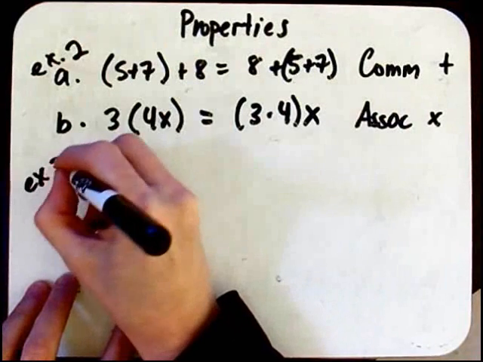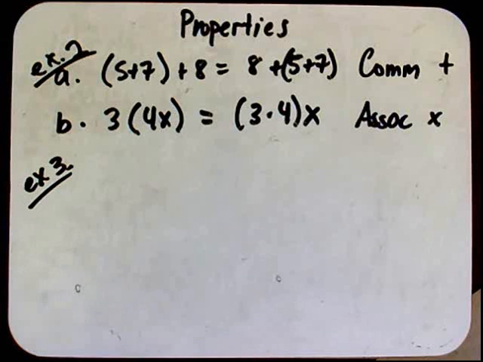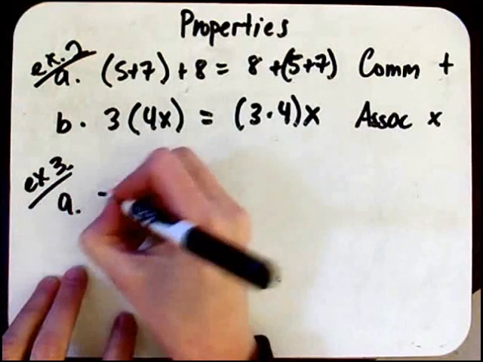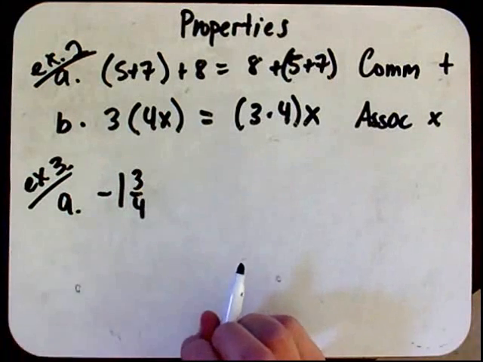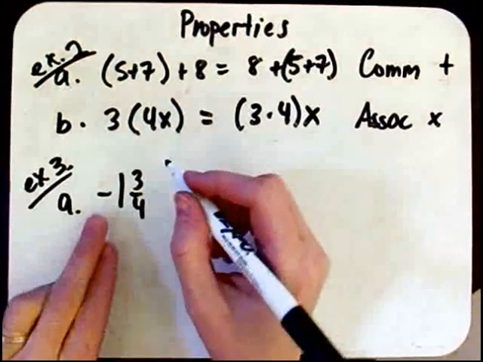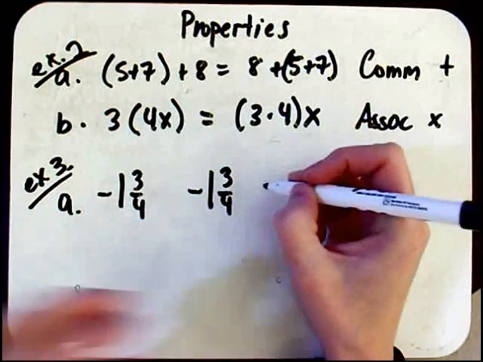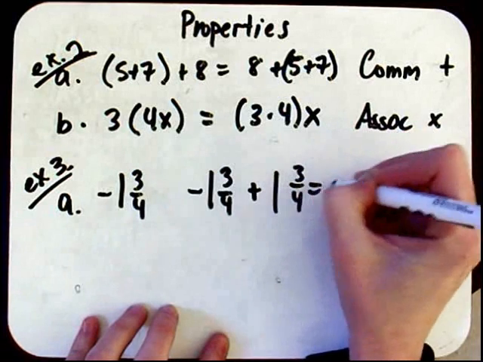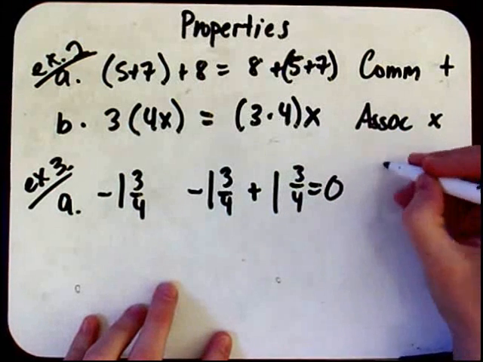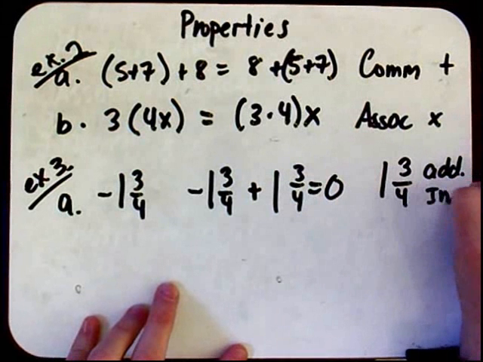Now let's look at example 3. Example 3 says identify the additive inverse and multiplicative inverse for each number. So, part A says negative 1 and 3/4. Starting with the additive inverse. What do we need to add to this to make it equal 0? Well, if we have negative 1 and 3/4, we need to add a positive 1 and 3/4, because that will bring us up to 0 on the number line. So plus 1 and 3/4 will equal 0. So the additive inverse is 1 and 3/4.